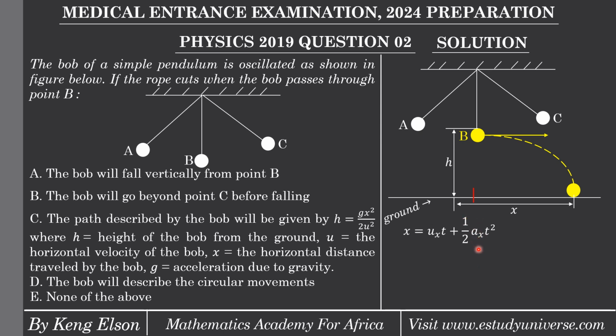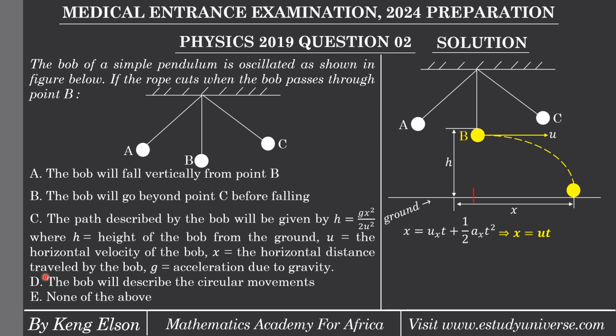The a here is the acceleration of the bulb in the horizontal direction. Your acceleration in the vertical direction is positive g, while the acceleration in the horizontal direction is 0, because there is no acceleration in the horizontal direction. So from here we are going to have that x is equal to ut, because u is the initial horizontal velocity specifically. So your x will be equal to ut because ax is 0.